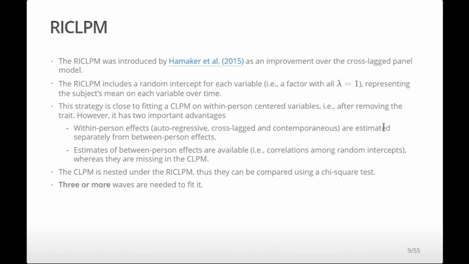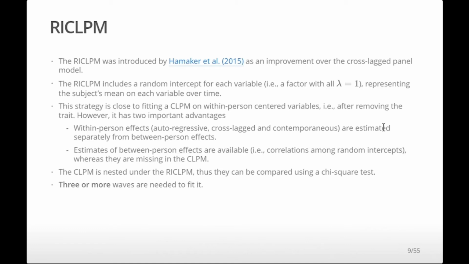Now, this model was proposed and introduced by Hamaker and colleagues in 2015 as an improvement of the cross-lagged panel model. The paper was entitled A Critique of the Cross-Lagged Panel Model. And that's why I thought it would be good to introduce you to the cross-lagged panel model before, because it's tightly related. The random intercept cross-lagged panel model is just a cross-lagged panel model that has this. This is called a random intercept, because it's a factor but with all weights to 1. And the idea is that you fit the cross-lagged panel model not directly on these variables, but on the residuals after controlling for the random intercept, so on the states.